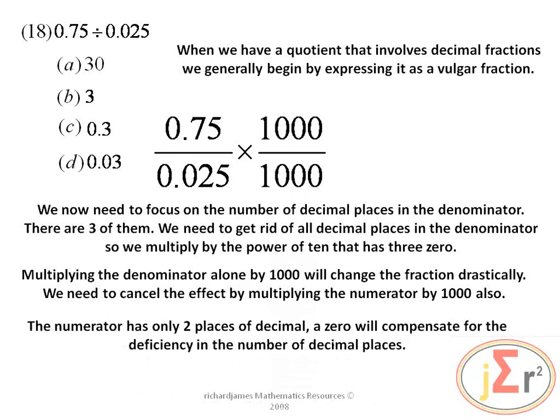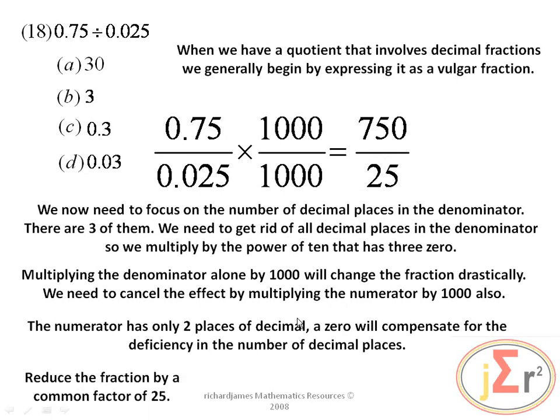What happens? The numerator has only 2 places of decimal. A 0 will compensate for the deficiency in the number of decimal places. So then, because we have only 2 decimal places here, when we multiply by 1000, a 0 will have to be included. After the 75, we'll end up with 750. So let us do that. There we have it, 750 to be divided by 25.